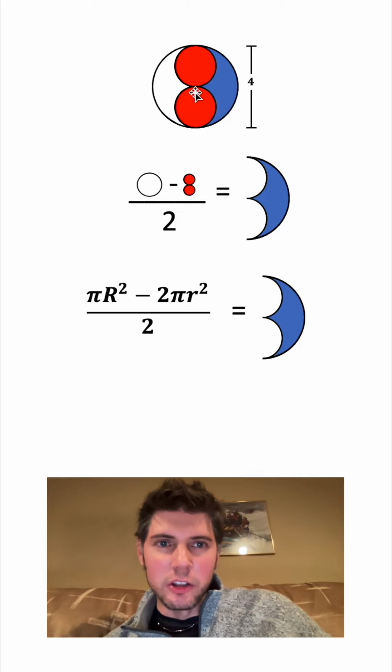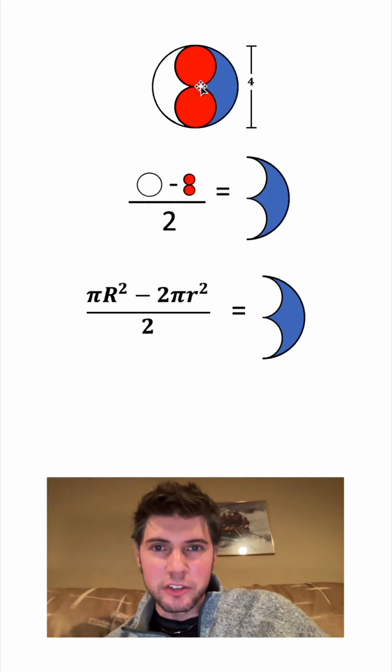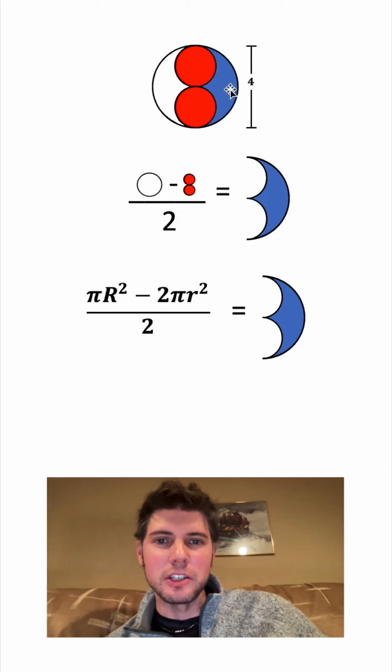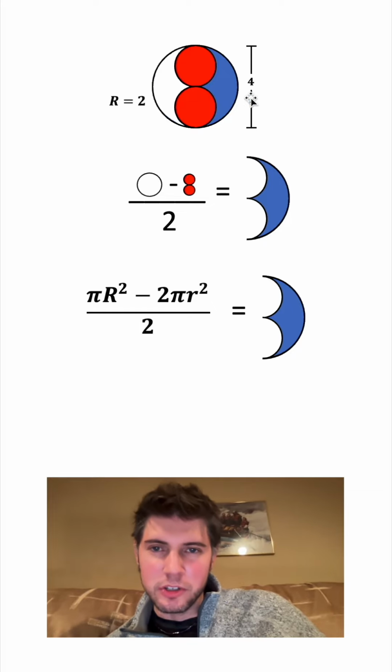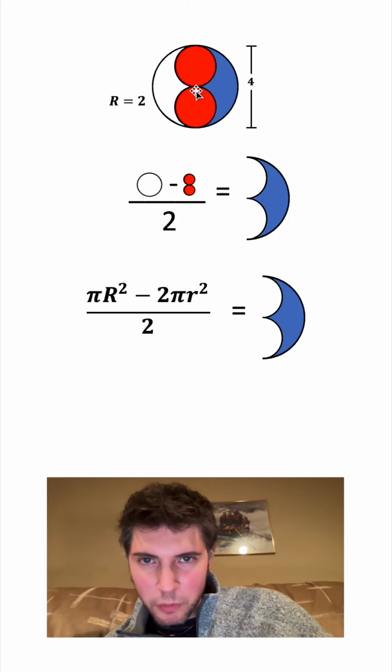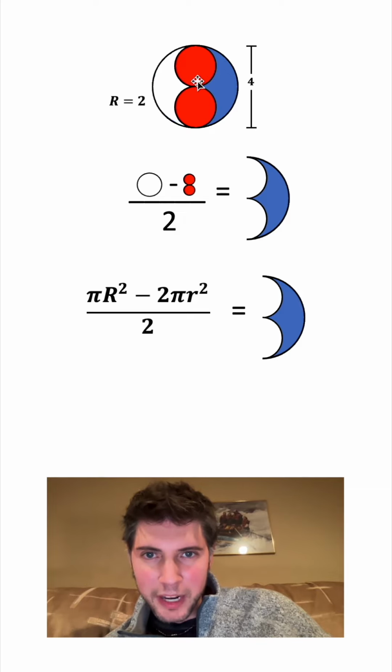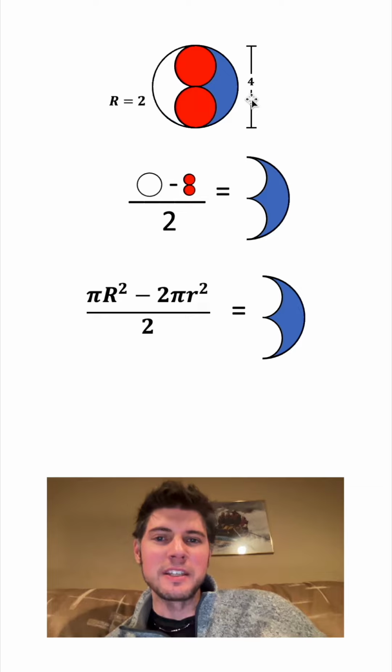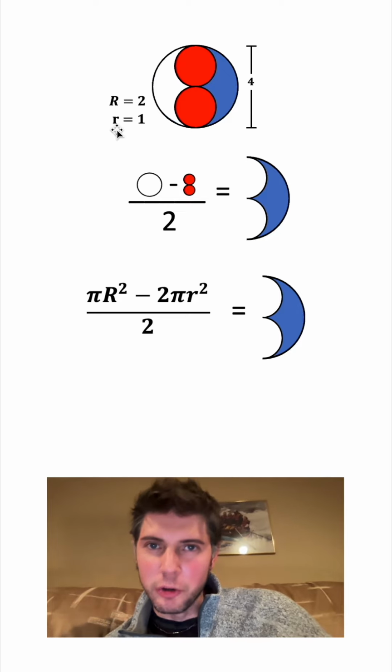Now, what is the capital R? Well, that's the radius of the larger circle. Since the diameter here is 4, the larger radius is going to be 2. So we'll say capital R equals 2. And then the smaller radius, the radius of these red circles, is exactly 1/4. You can see there's 4 radii in this 4. So that means each of them is going to be 1. So we'll say lowercase r equals 1.